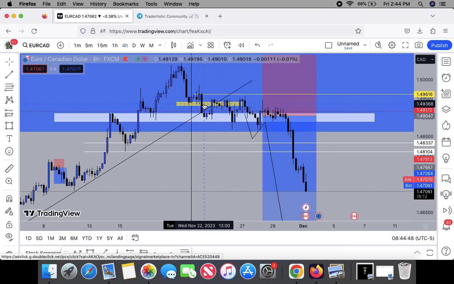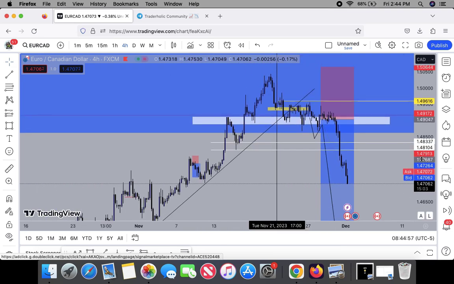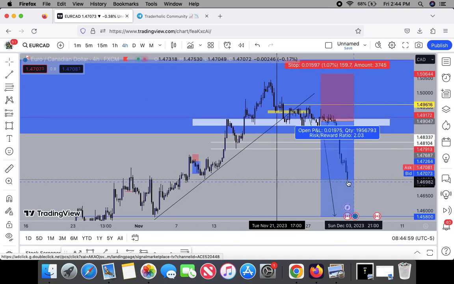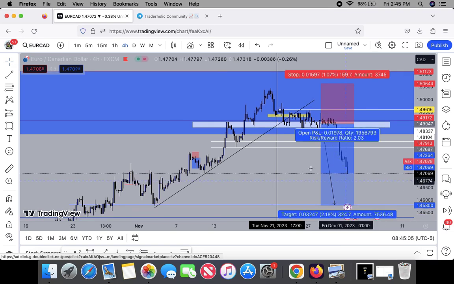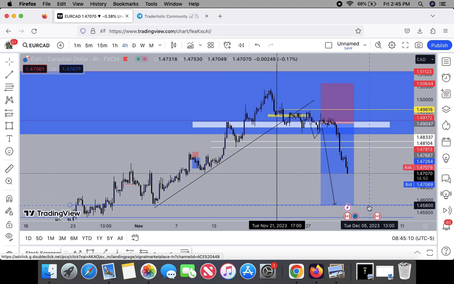So took the trade, although I was waiting for break and retest on the daily. So took the trade here. And look at where we are now. As I'm talking to you, this is where we are on the live market. So the target of this trade is a weekly fair value gap here. So that's what I'm targeting.